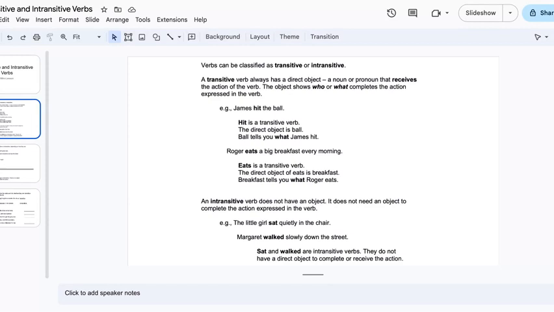So, James hit the ball. Hit is going to be your verb. And then you're going to ask, who or what did James hit? And the answer is the ball. The ball is a direct object. So, this is a transitive verb.